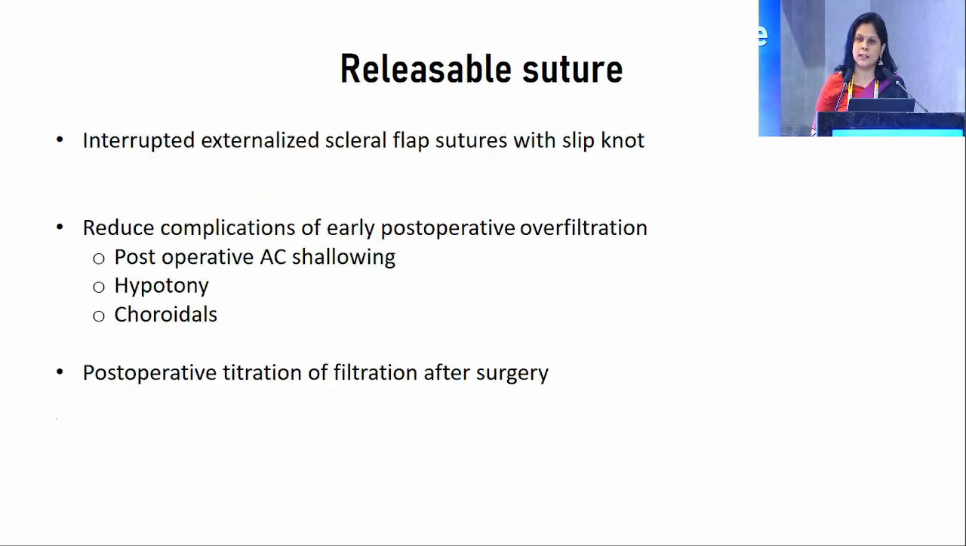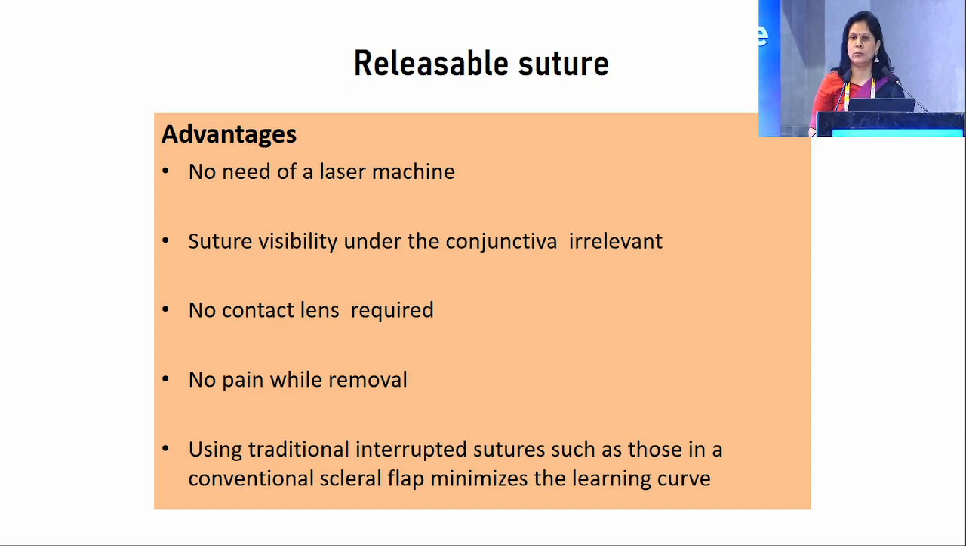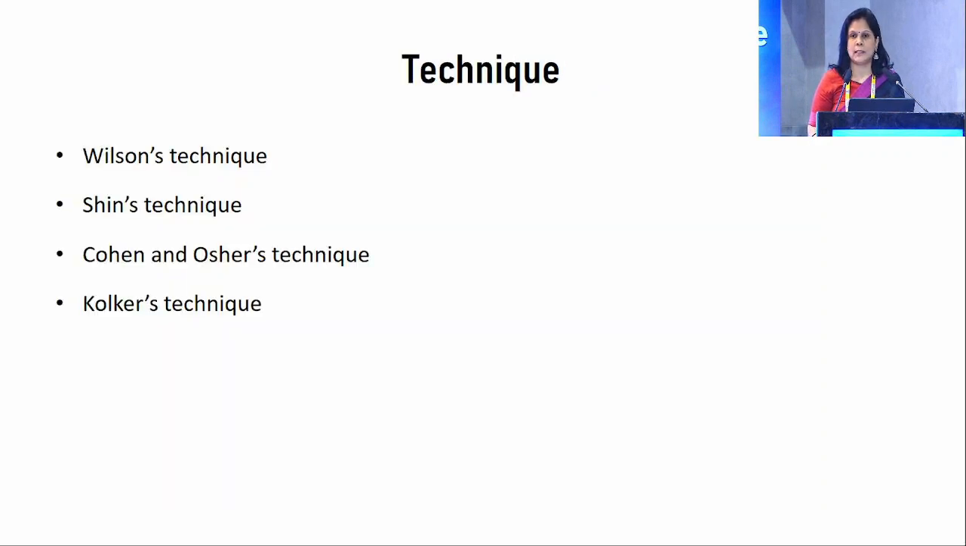So the answer is releasable suture. They are nothing but interrupted externalized scleral flap sutures with a slip knot. They allow you to post-operatively titrate the filtration and reduce complications also. The advantage is you don't need a machine, you don't need a lens. Suture visibility is not an issue. You can see the suture without looking through the conjunctiva. There is no pain on removal, and since you put the suture while doing the trabeculectomy, the learning curve is also easy.